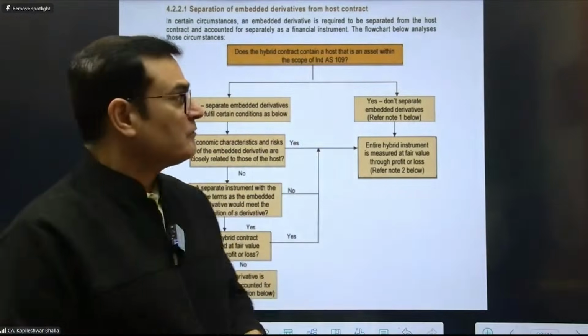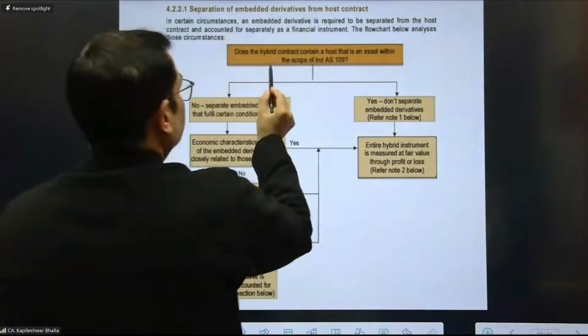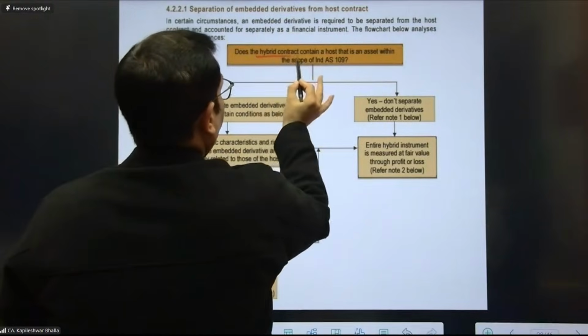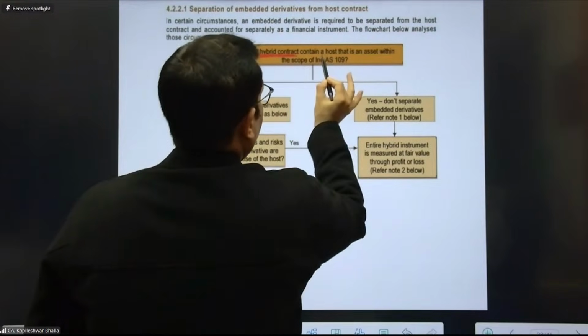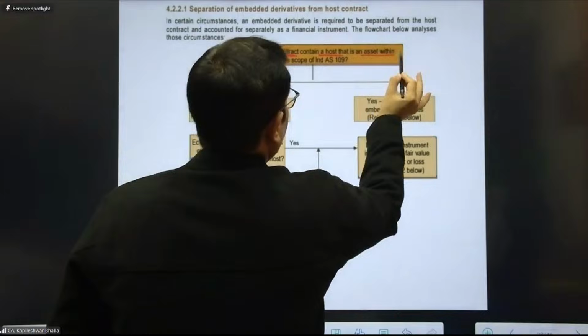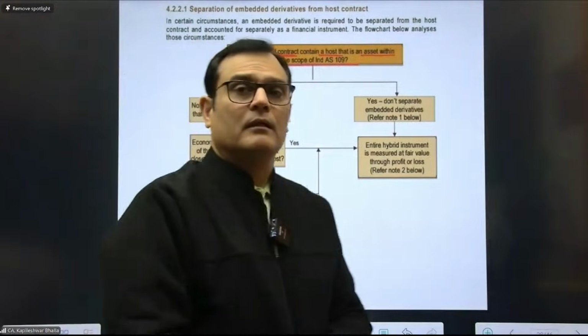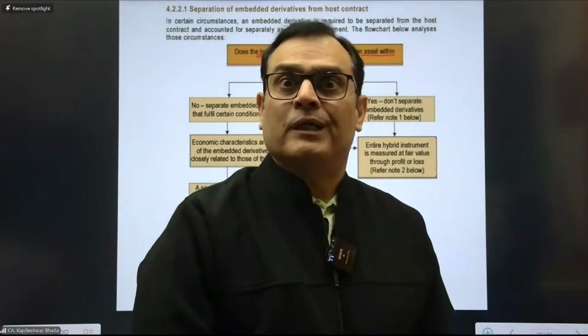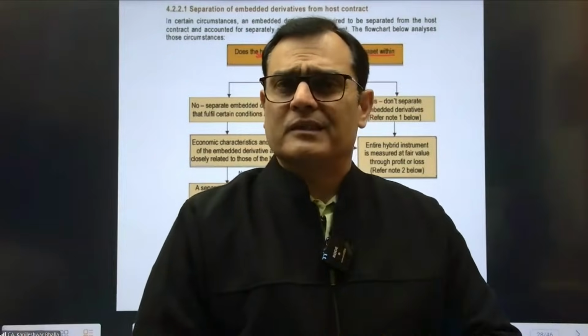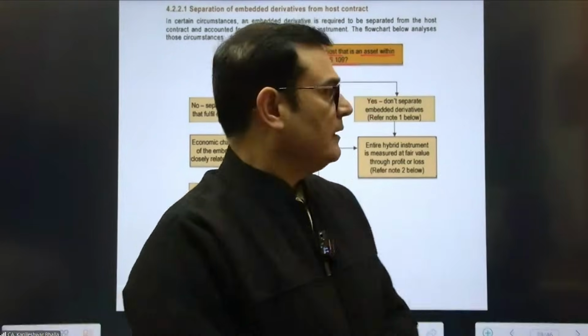Let's have a look now. First, let's read the input. It says, does the hybrid contract contain a host that is an asset within the scope of Ind AS 109? Oh my God. You will say, so what does this mean? I'll give you a simple example to understand.